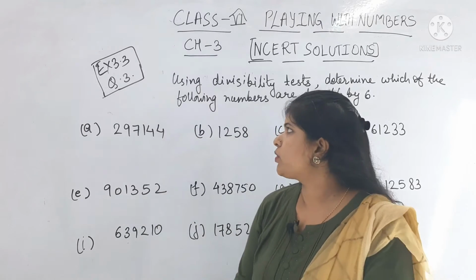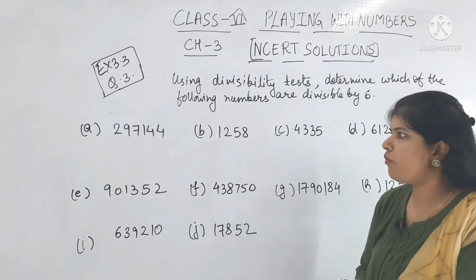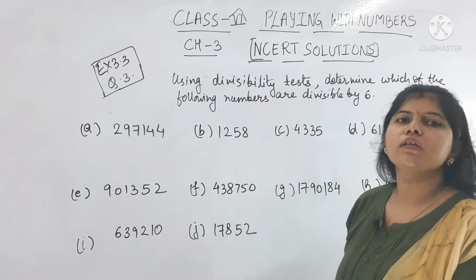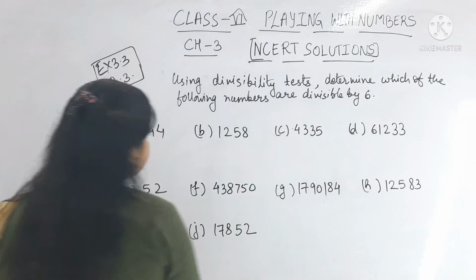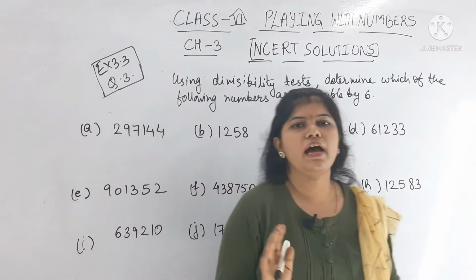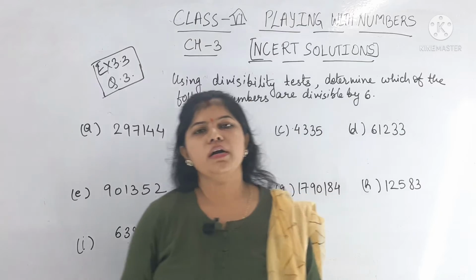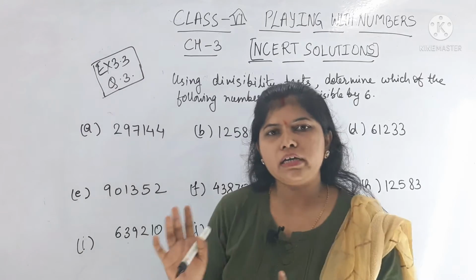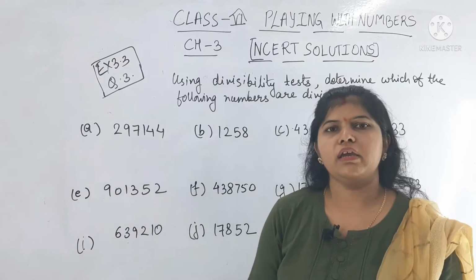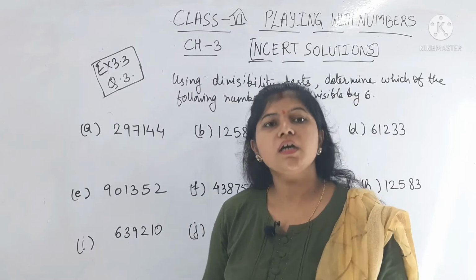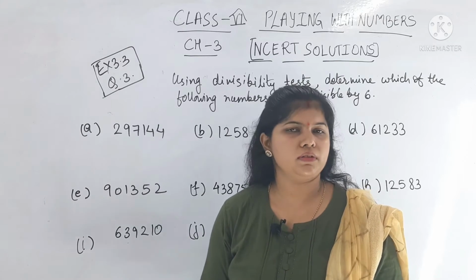So here it is question number 3. You have to test the divisibility of the following numbers for divisibility by 6 or not. For divisibility by 6, we have to find out if the number is divisible by 2 and 3. If it is divisible by both 2 and 3, then it is divisible by 6. If it is not divisible by either 2 or 3, then it is not divisible by 6.